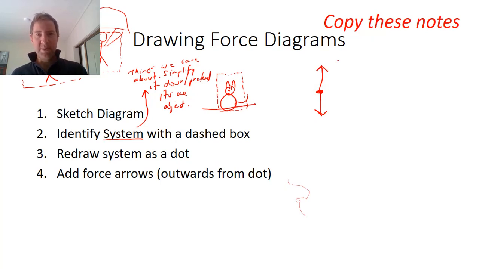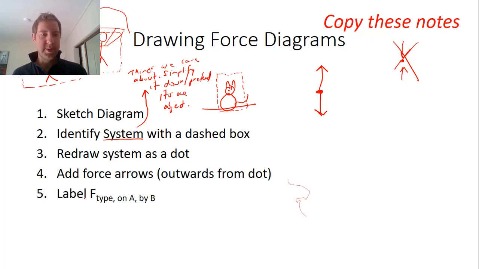Always draw your forces outwards from the dot. Don't draw a dot and then draw your forces in like that. That's bad. All right, label the forces as F-type on A by B. So what that means is you write a big F for force, because we've got so many arrows in physics, we've got to make sure we label them.